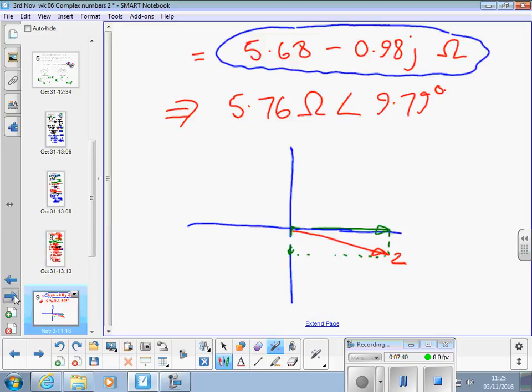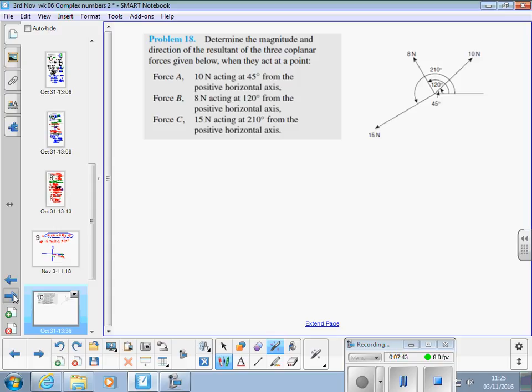What we're going to do now is have a look at a mechanical example. Coplanar forces. Determine the magnitude and direction of the resultant of the 3 coplanar forces given below when they act at a point. So what we've got is this point in the middle here. We've got 3 forces pulling on that: 10 newtons in that direction, 8 newtons in that direction, 15 newtons in that direction. What is the resultant force of that? Its magnitude and direction.